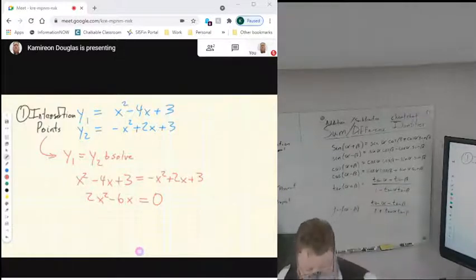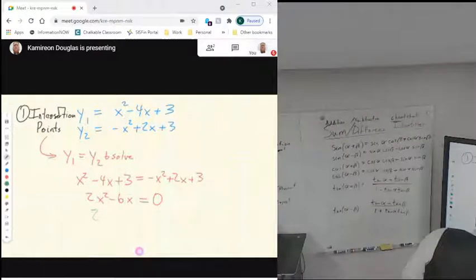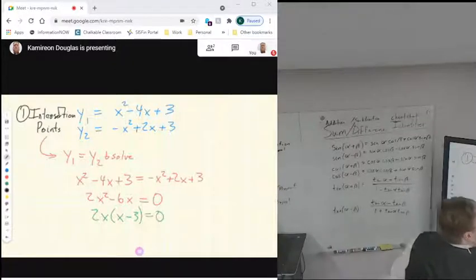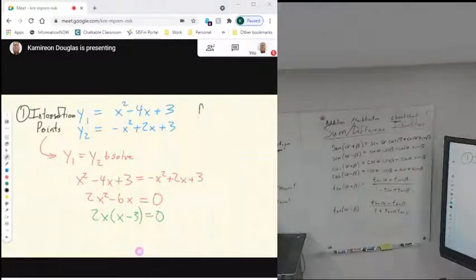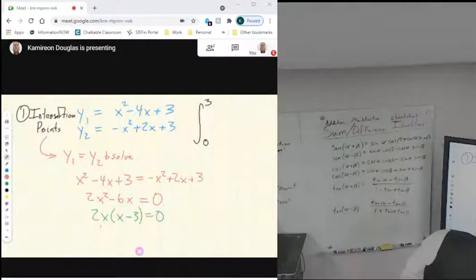Okay. I heard an x? I heard 2x. I like a 2x better. So what are my solutions? 0 and 3. So, my two intersection points. Now I can start my integral. My two intersection points are at 0 and 3. Again, fundamental theorem of algebra. 0 is one solution, 3 is the other.